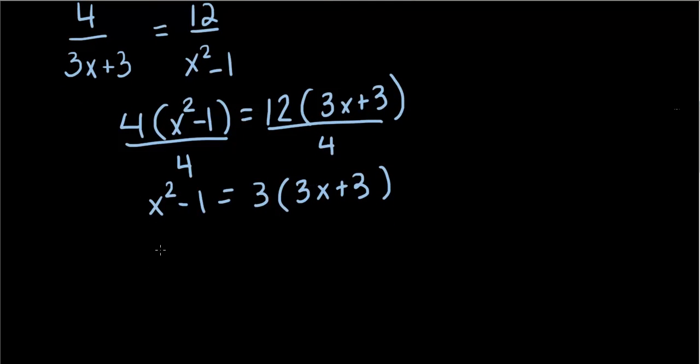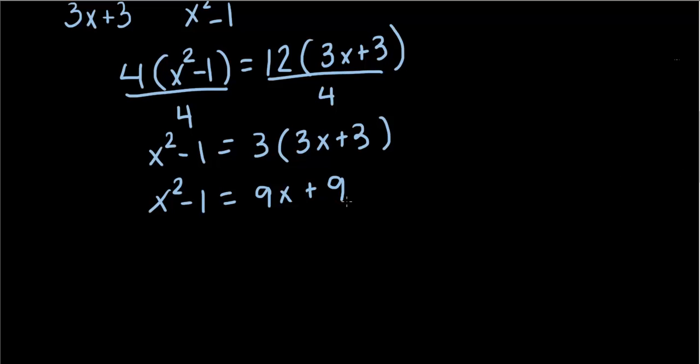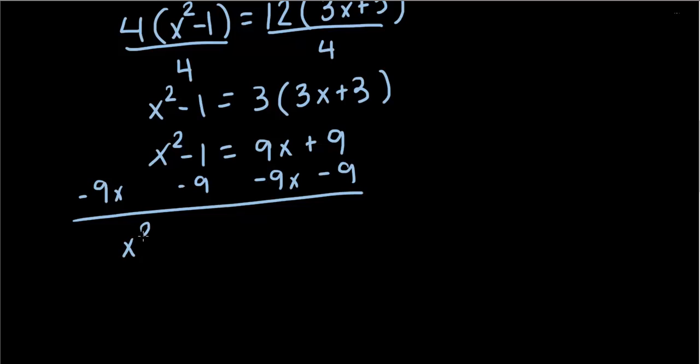From here we're going to distribute the 3, so it's x squared minus 1 equals 3 times 3x, which is 9x, plus 3 times 3, which is 9. So we have a quadratic equation, and if we want to solve it, we have to make the equation equal to 0. So I'm going to move the 9x and the 9 to the other side by subtracting 9x and 9 from both sides. So this is what I'm going to end up with: x squared minus 9x minus 10 equals 0.